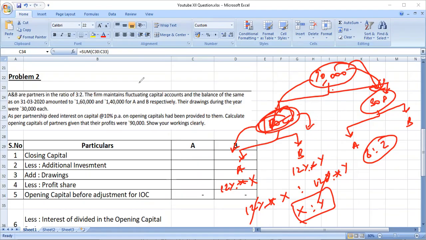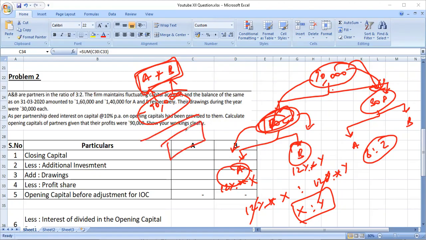So what we can do is we can add the closing capitals of A and B and deduct the entire 90,000. We don't know how much of this 90,000 has gone to A and how much has gone to B, because we don't know how much interest had gone to A and how much interest had gone to B. But this entire 90,000 would have gone to A and B. So if you total the closing capital of both the partners, you can deduct the total profit share, including the interest on capital from them, to arrive at the total opening capital.